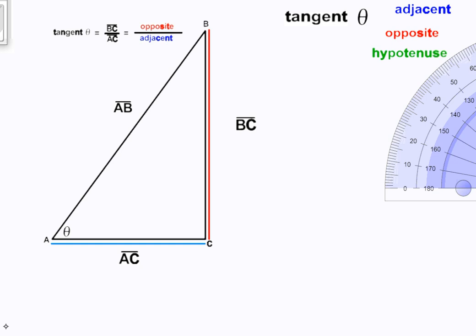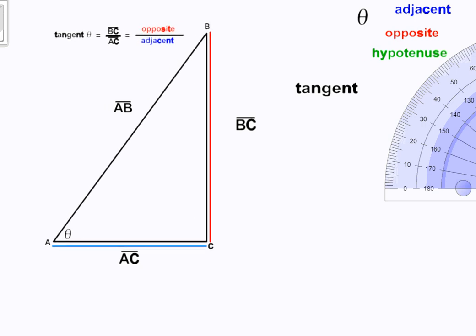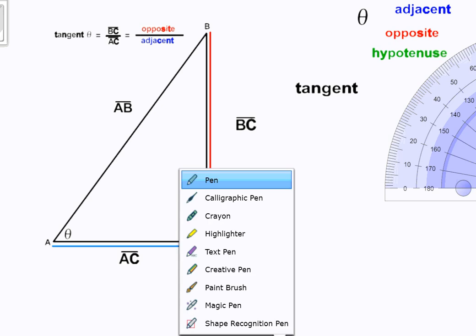Okay, so let's take a look at using trigonometry to be able to work with triangles and find missing sides of triangles. So first of all, let's take a look at the idea of tangent. Now, Hipparchus noticed something. He noticed that as the angle got bigger, there was a different relationship between the sides.